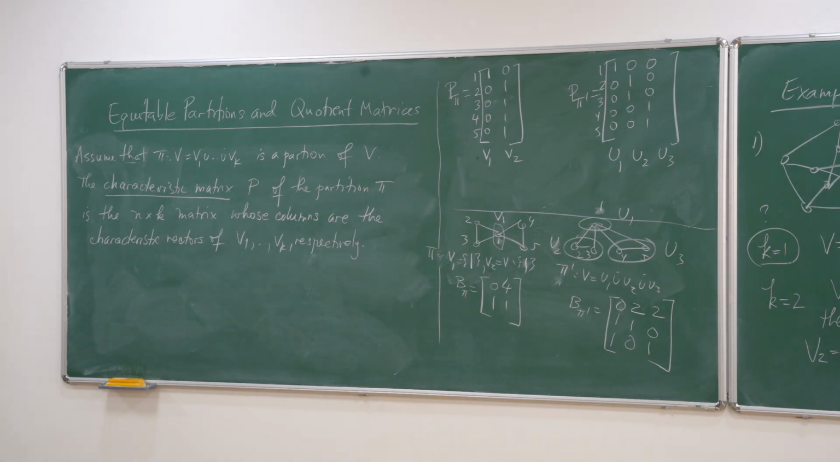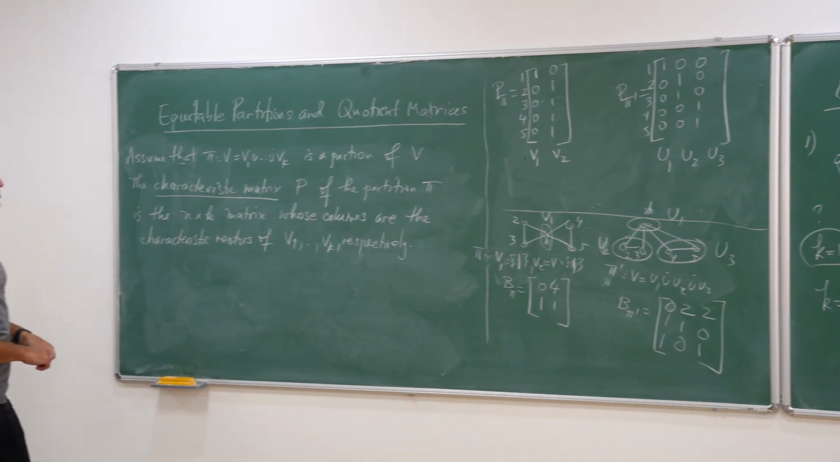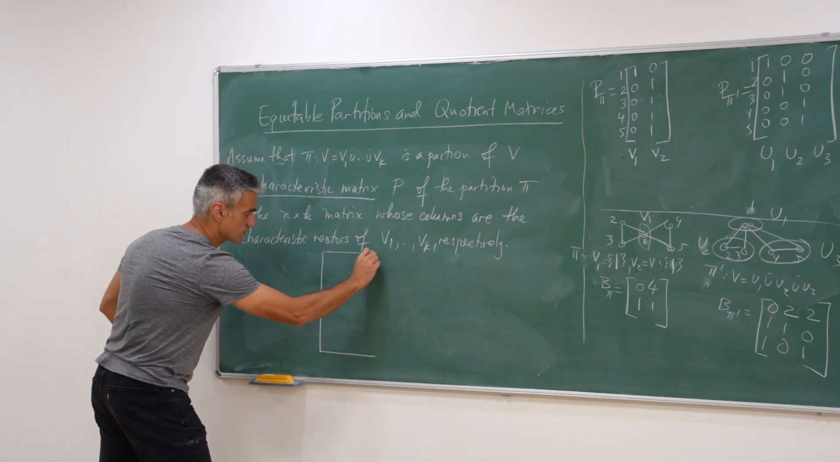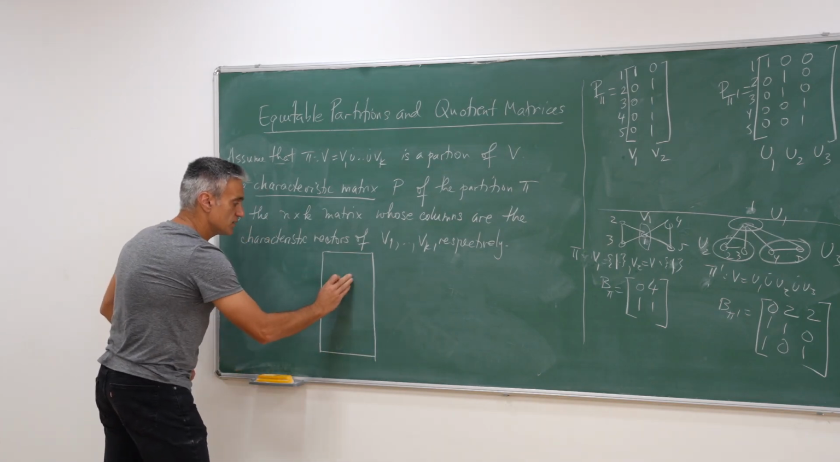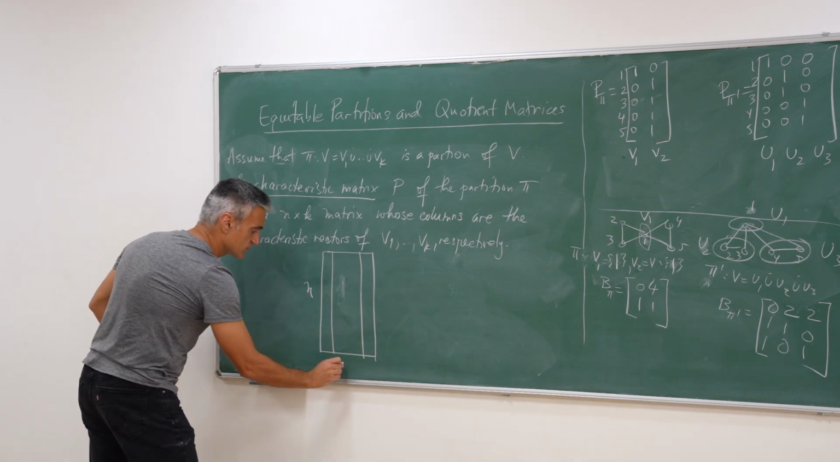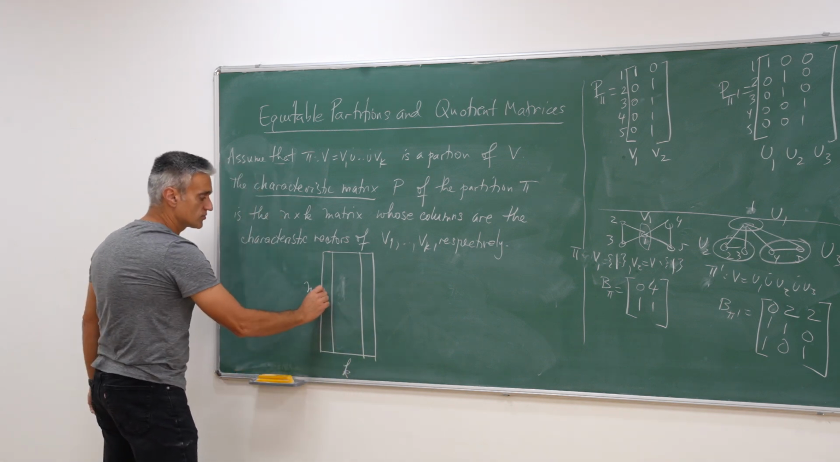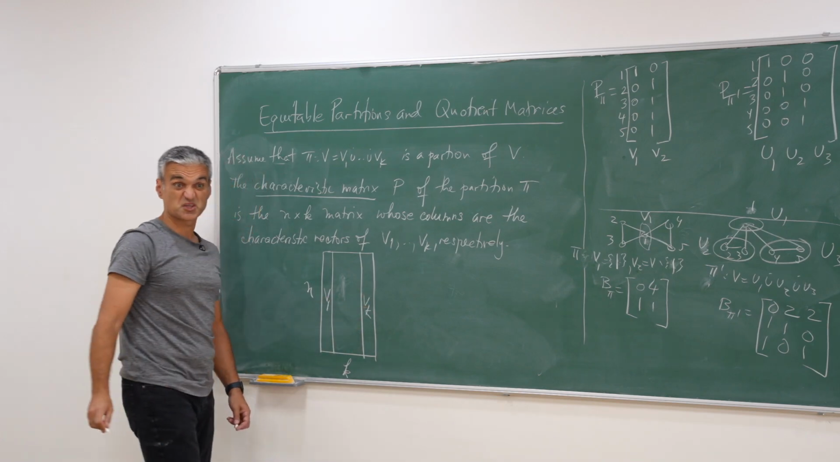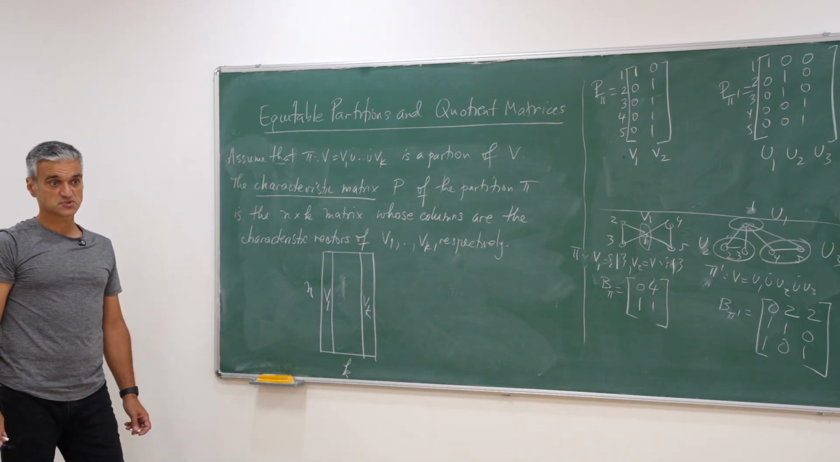So this is a characteristic matrix of, so this is a tall matrix. This is as tall as I can make it. So this is P. And you have N here, you have K here. And here you're going to have a characteristic vector of V1 all the way to characteristic vector of Vk. Okay?